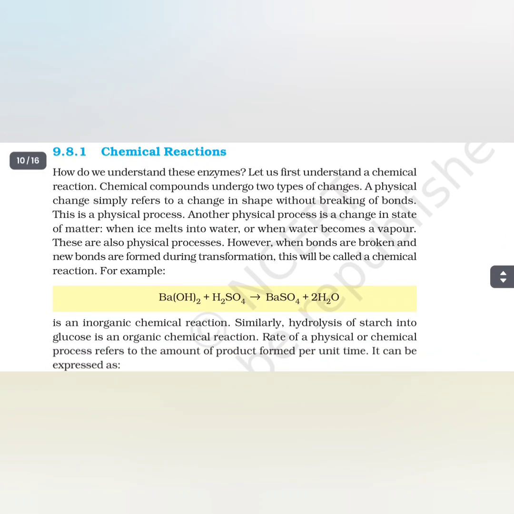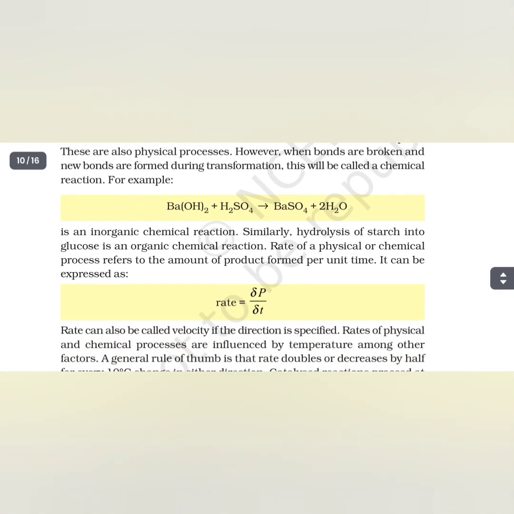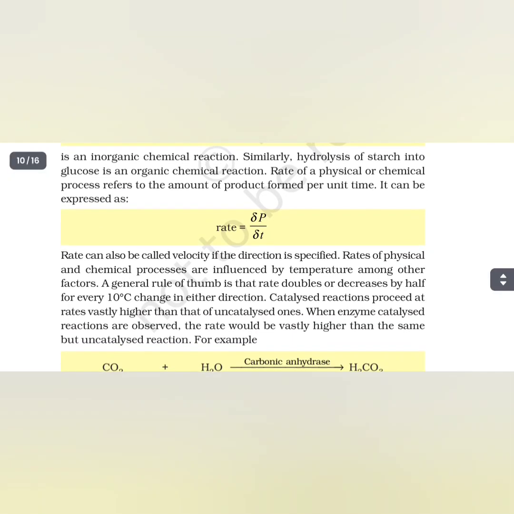However, when bonds are broken and new bonds are formed during transformation, this is called a chemical reaction. For example, this is an inorganic chemical reaction. Similarly, hydrolysis of starch into glucose is an organic chemical reaction. The rate of a physical or chemical process refers to the amount of product formed per unit time. It can be expressed as rate = ΔP/Δt. Rate can also be called velocity if the direction is specified.